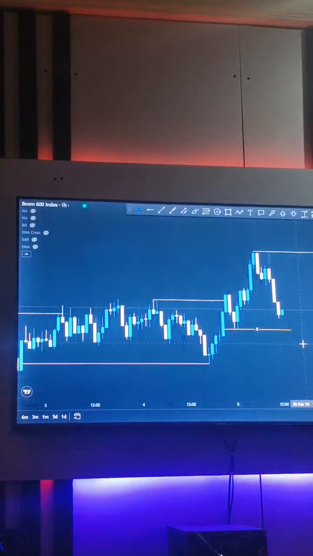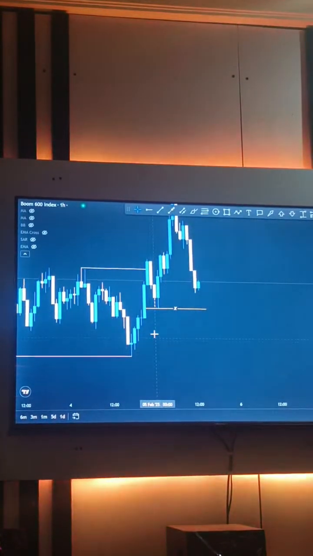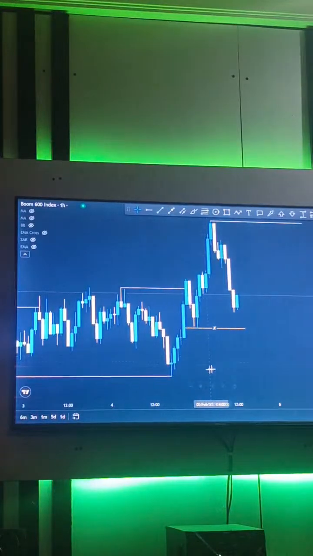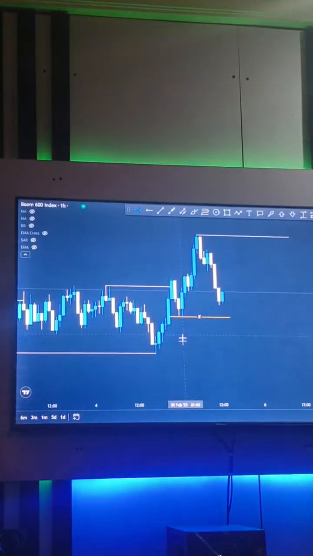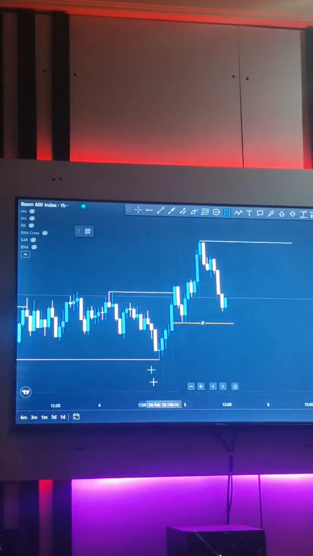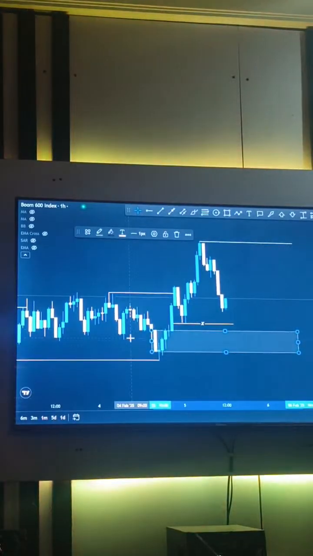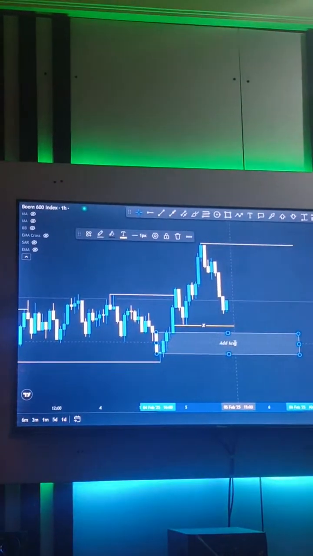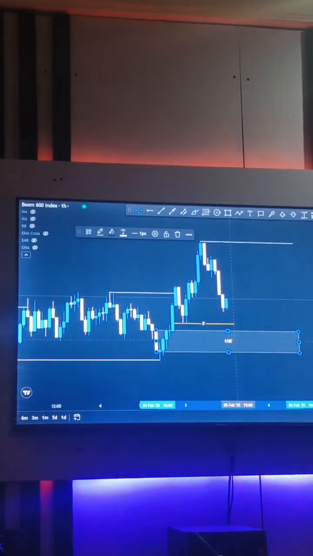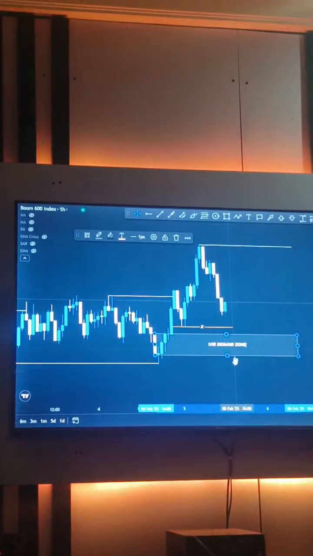I'm seeing a 1 hour inducement right here. What other thing am I seeing? The last candle before this massive push is this. This is my zone, my demand zone. This is my 1 hour demand zone.